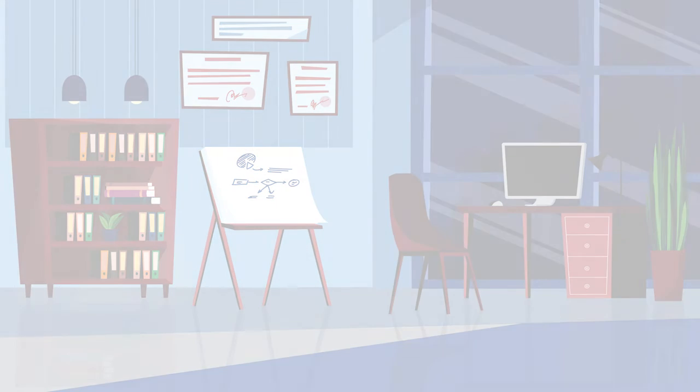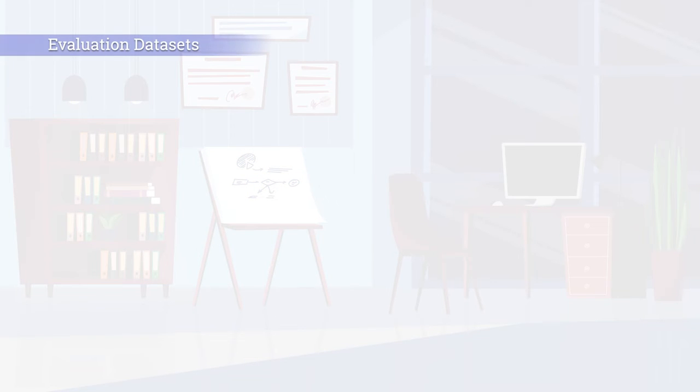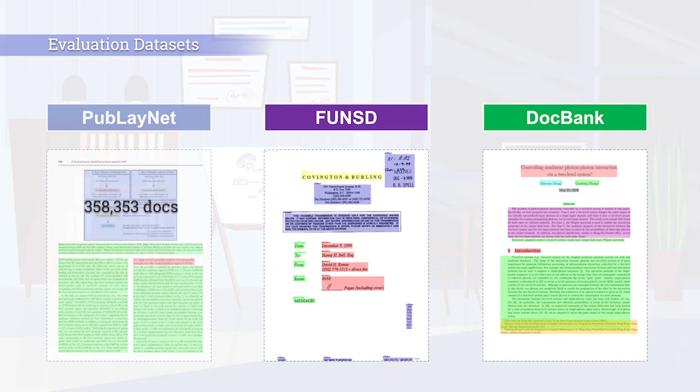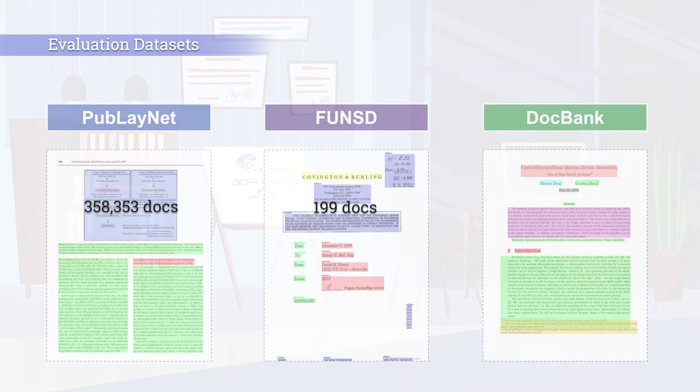We conducted our experiments on 3 publicly available document layout analysis datasets: PubLayNet, FUNSD, and DocBank. PubLayNet contains around 360,000 document images, and has 5 different layout component types: text, title, list, table, and figure. FUNSD is a much smaller dataset, which is only 199 document pages, and 4 layout component types: header, question, answer, and other. DocBank contains 500,000 document pages, and 13 different layout component types: abstract, author, caption, date, equation, figure, footer, list, paragraph, reference, section, table, and title.